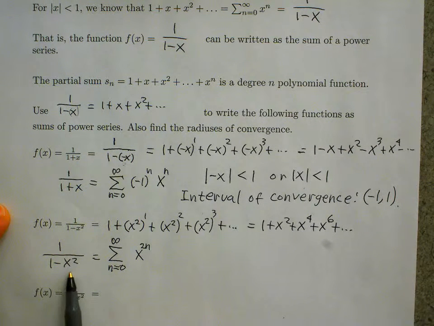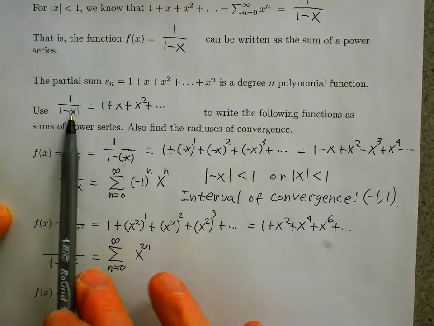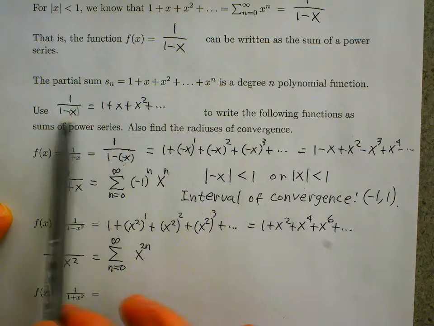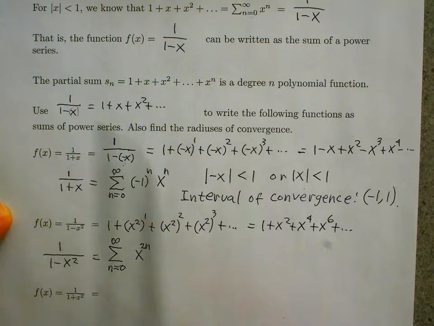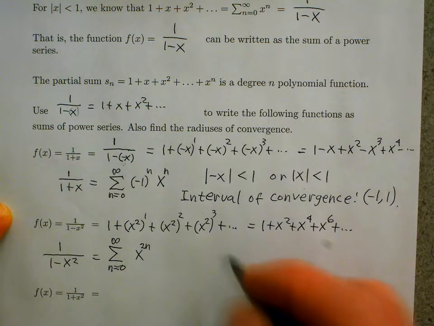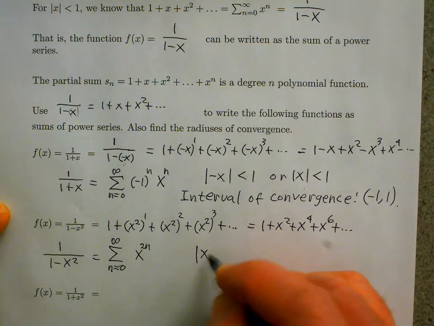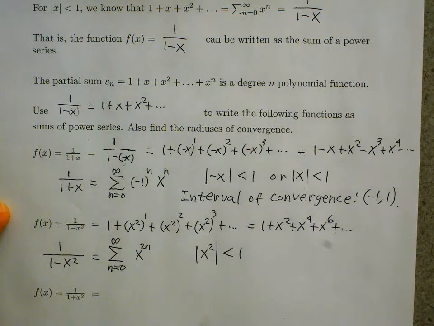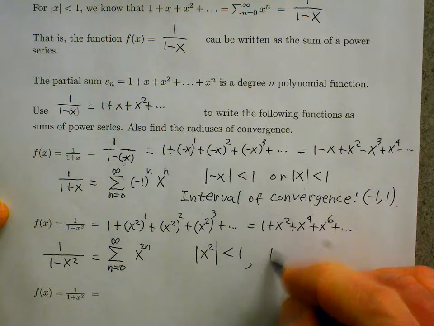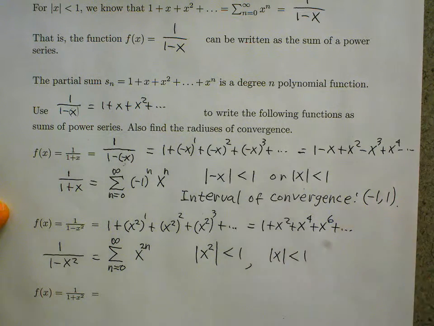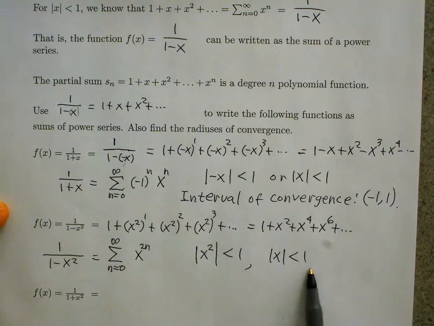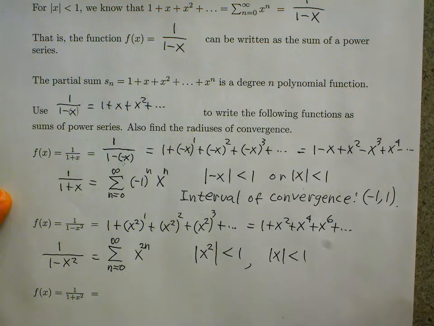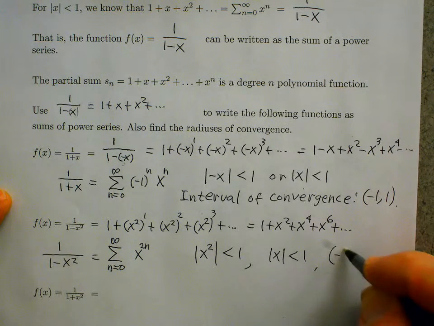Here, the expression that took the place of x in our template for a geometric series is x squared. So the absolute value of x squared is less than 1. But if the absolute value of x squared is less than 1, then the absolute value of x is less than 1. So the radius of convergence is 1. The interval of convergence is from negative 1 to 1 again.